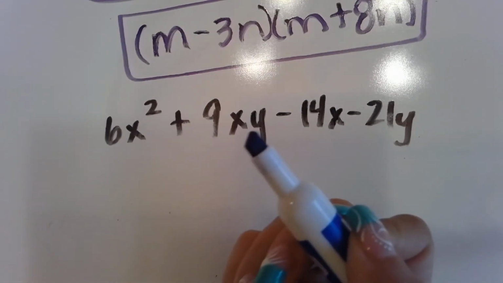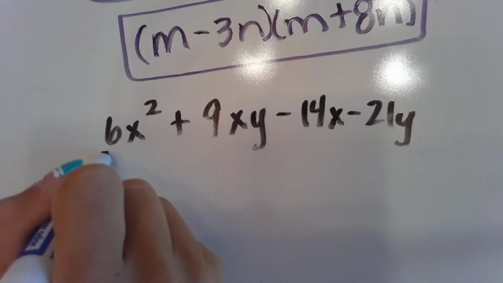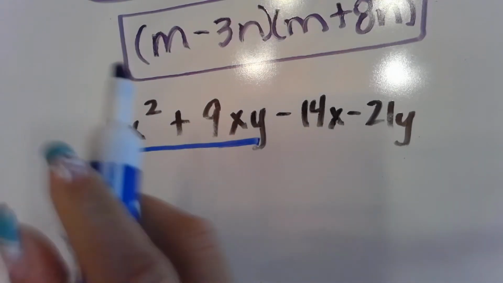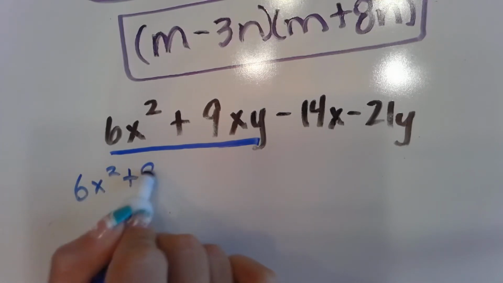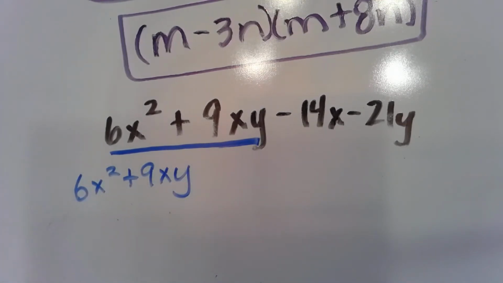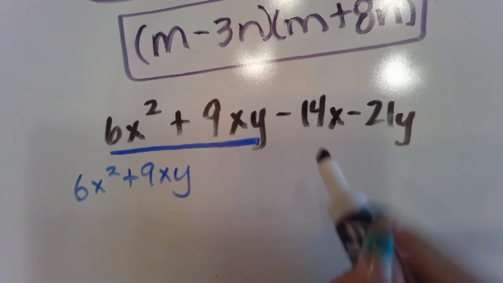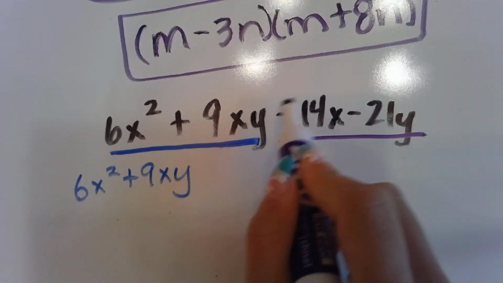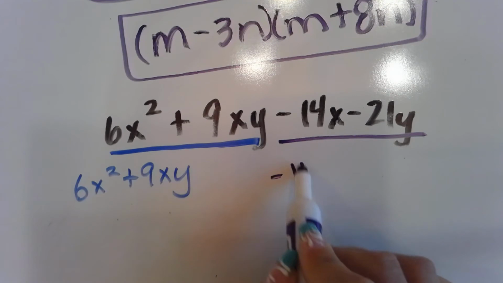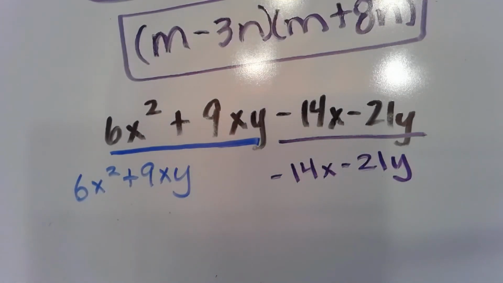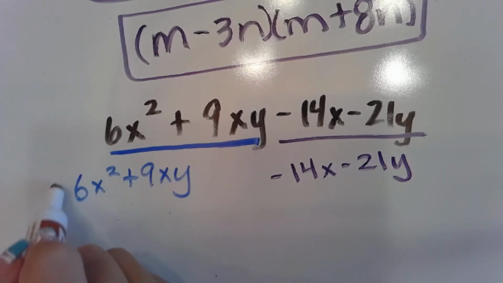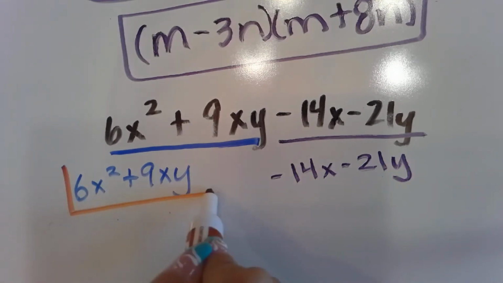All right, so let's start grouping them. We're going to put these two together. So we're going to say 6x squared plus 9xy. And we're going to put these two together, and don't forget that negative. Negative 14x minus 21y. And let's go ahead and draw in our ladders. Okay? We're going to do our ladder here. Now, let's look at our coefficients.